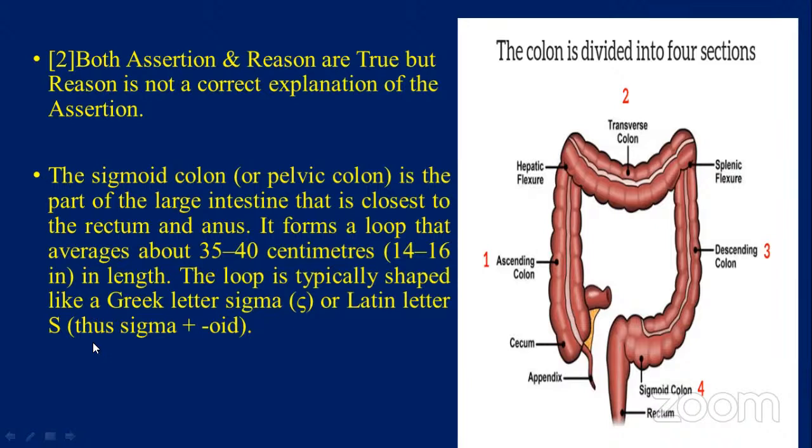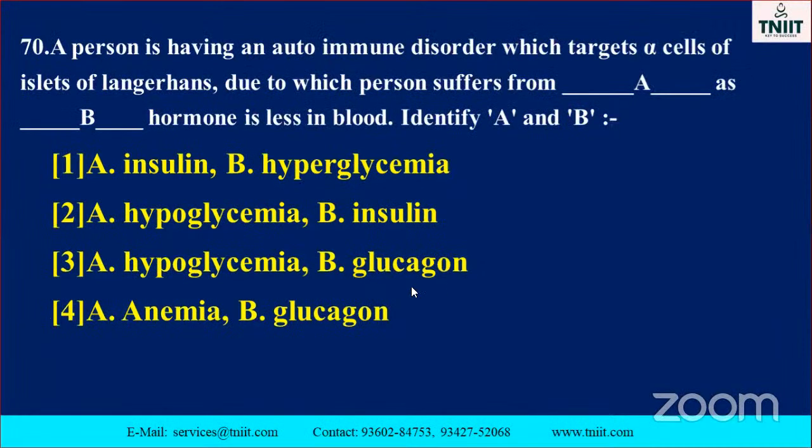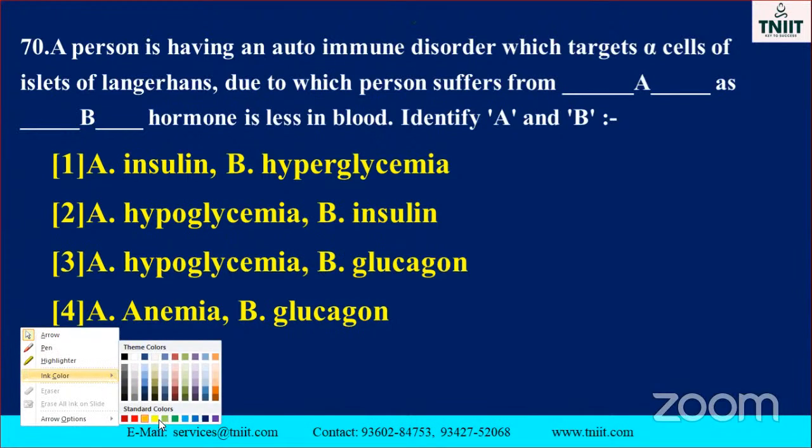Okay. And also the sigmoid. The option is which one? The second is the correct answer. Both the assertion and reason are true, but the reason is not the correct explanation. See here, this one. This is very, very important, my dear students. This is also very, very important.